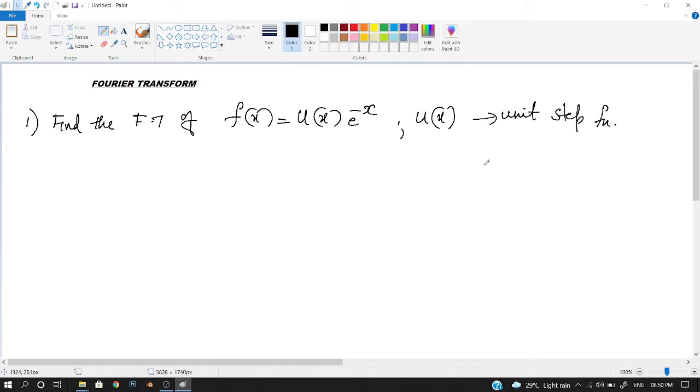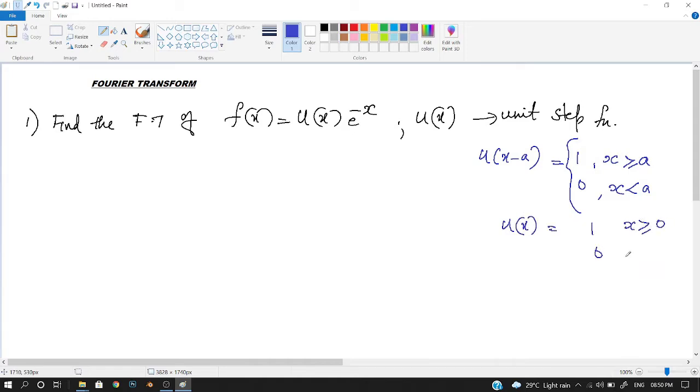Okay, so you can remember the formula for the unit step function u of x minus a. It takes the value 1 when x is greater than or equal to a and 0 when x is less than a. This is the definition of the unit step function. Now using that definition, what is our u of x? u of x is equal to 1 when x is greater than or equal to 0, and 0 when x is less than 0. Okay, now we can move to our formula.